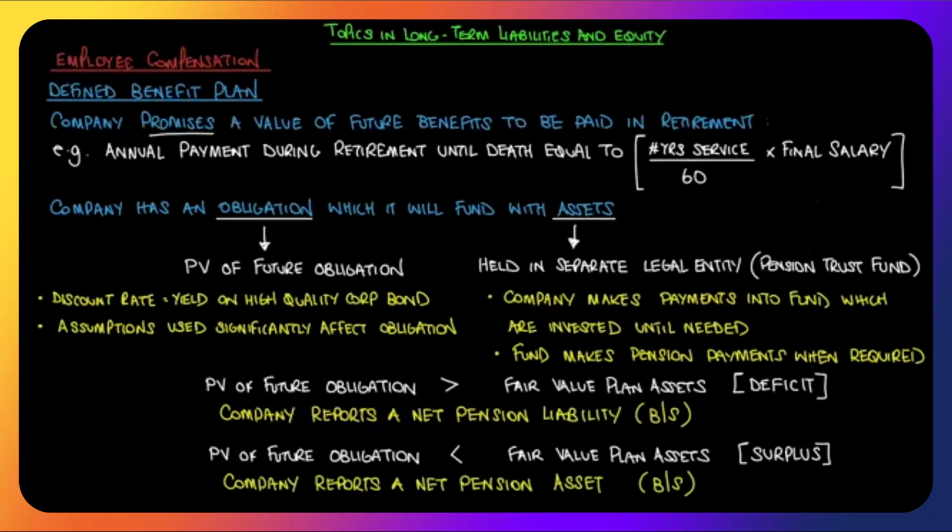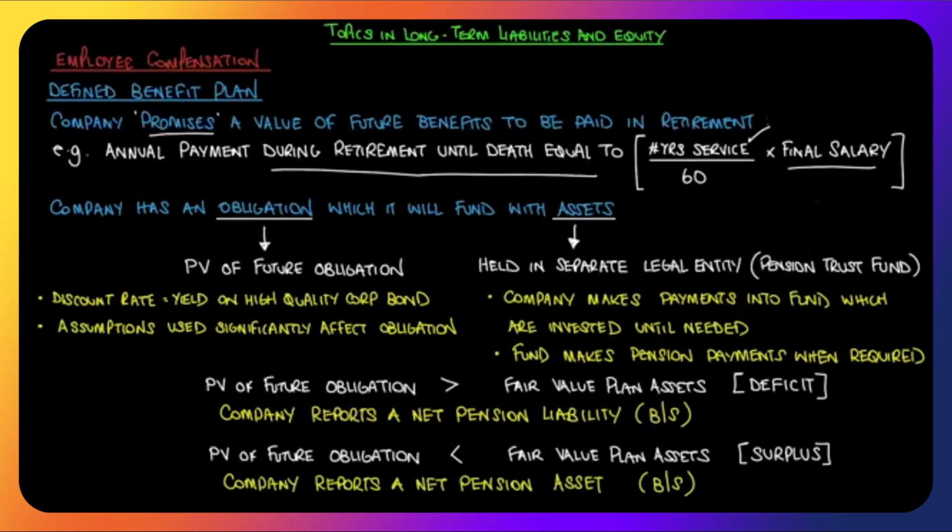For example, a classic defined benefit plan might say this: when you get to retirement, we promise to make an annual payment during retirement until death equal to the number of years service you gave the company divided by 60, I'm just making this up, multiplied by your final salary. Look at all the assumptions that have to go into that. During retirement until death, how long is that? How many years service are you going to give the company? What will your final salary be? There is a lot of assuming going on.